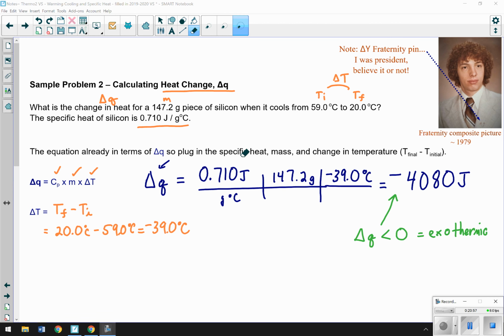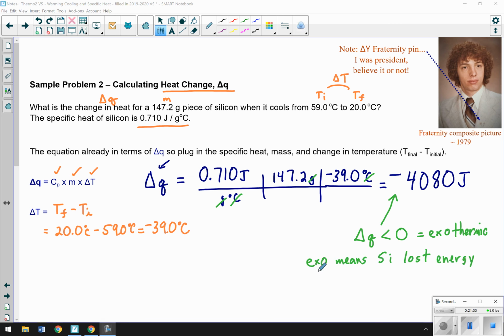So let's plug them all into our equation. Here we go. Put in our specific heat, 0.710 joules per gram degree C, times 147.2 grams, times the negative 39.0 degrees C, and we get a negative 4,080 joules because our units canceled to get joules. And what we notice in this case is that there is a negative delta Q. And what did we say last time? Delta Q being less than 0 means that the process is exothermic.